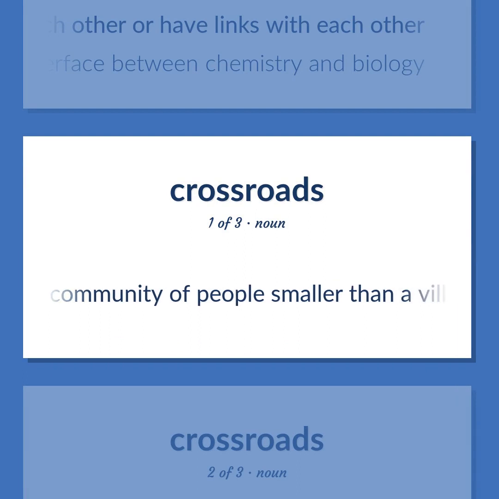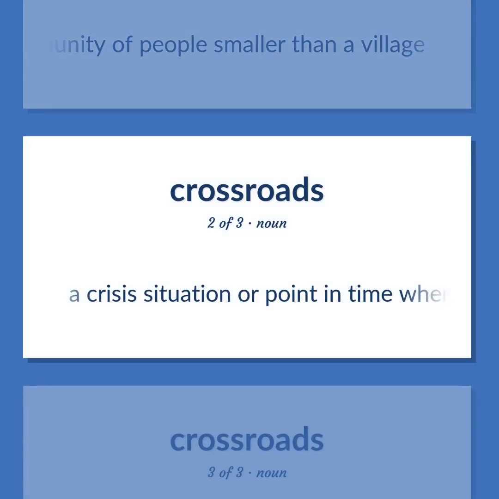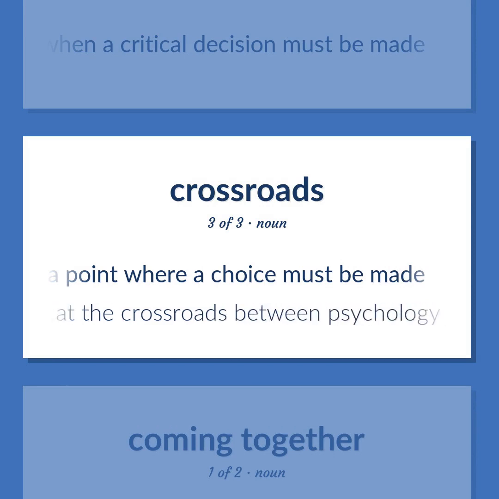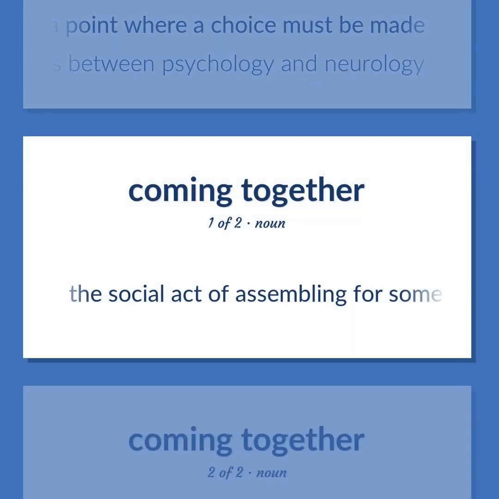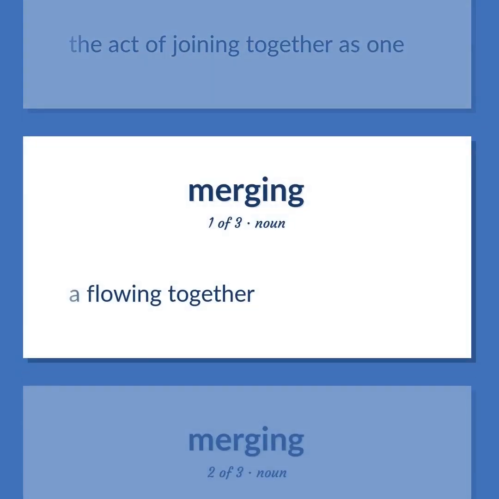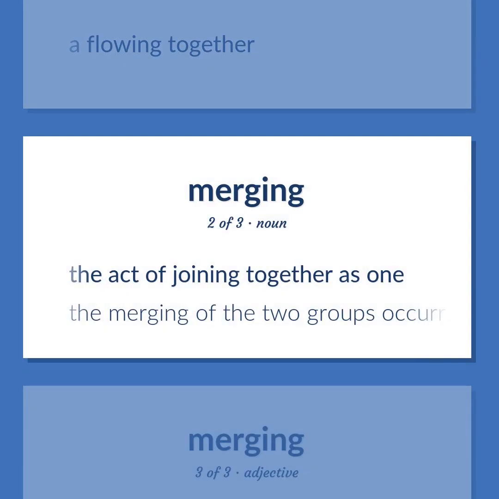A community of people smaller than a village. A crisis situation or point in time when a critical decision must be made. A point where a choice must be made. Freud's work stands at the crossroads between psychology and neurology. The social act of assembling for some common purpose. The act of joining together as one. A flowing together. The act of joining together as one. The merging of the two groups occurred quickly.